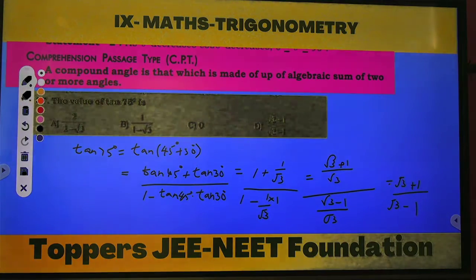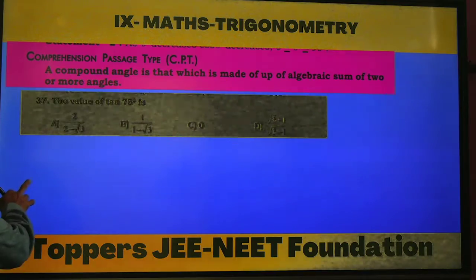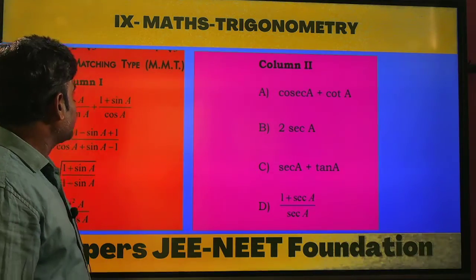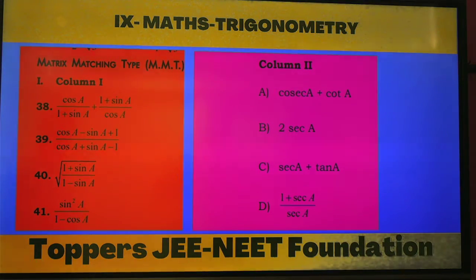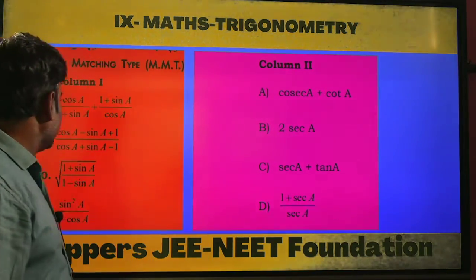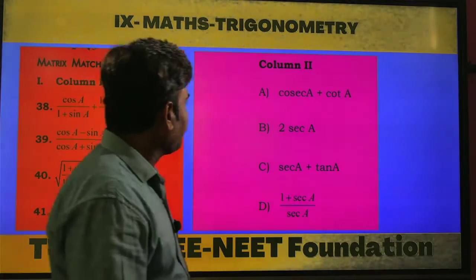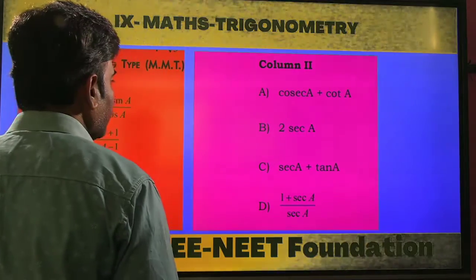Okay students, next question. Next section, matrix matching type questions. In that, first one: cos A by 1 plus sin A plus 1 plus sin A by cos A is equal to what? Next, cos A minus sin A plus 1 by cos A plus sin A minus 1 is equal to what? Next one, square root of 1 plus sin A by 1 minus sin A is equal to what? Next, sin square A by 1 minus cos A is equal to what? Okay, let us simplify one by one.